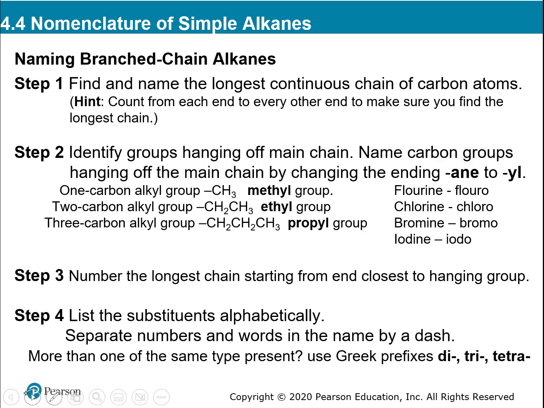The first step in naming any branched chain, and by branched I mean it's not just a straight chain, that there's something hanging off that's not a hydrogen: you always find and name the longest continuous chain of carbon atoms, and they do not have to be straight in a line. They're just connected. So you're trying to find the longest connected chain of carbon in a molecule. So in our example, CH3, CH, CH2, CH3, CH3, what is the longest continuous chain?